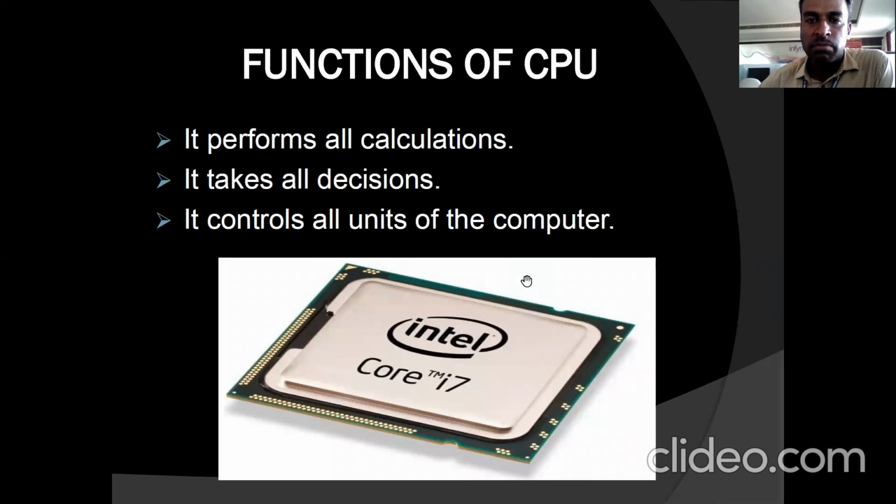Next, the functions of the CPU. The first one is that it performs all calculations. The CPU can perform all the calculations with the help of the ALU and CU, that means control unit. It takes all the decisions. Suppose there are decision making statements, where it has to find a true or false statement. Likewise, that process is taken by the CPU. It controls all the units of the computer. Inside the CPU, we have a lot of parts that are interconnected with the other parts.